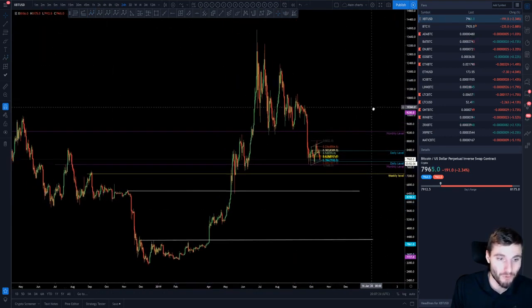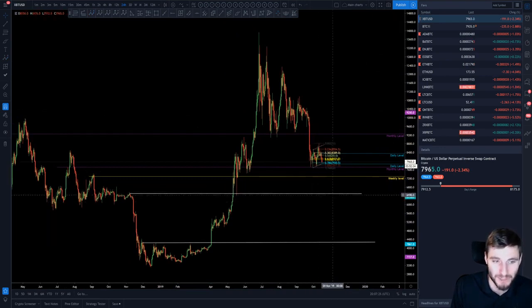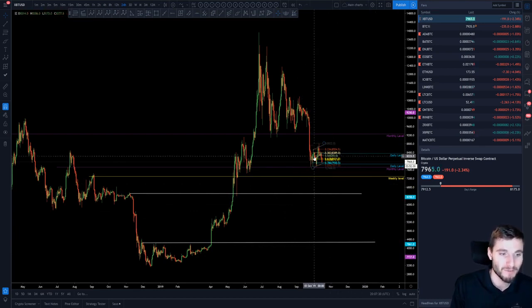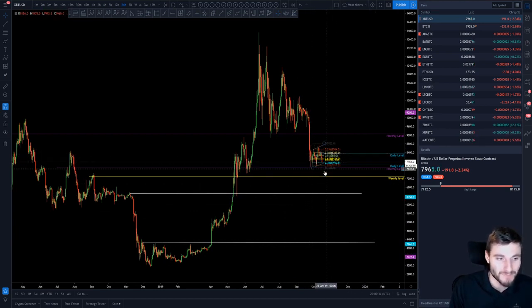Okay, that can be wrong though. If we start losing 6K, I would change that bias very, very quickly to looking for shorts. Well, I guess I'm already in a short right now, but I'm looking to buy around here. Obviously, I want to see the reactions, etc., confirmation.